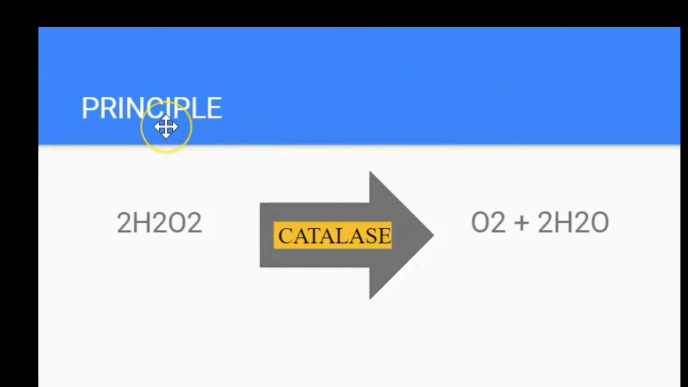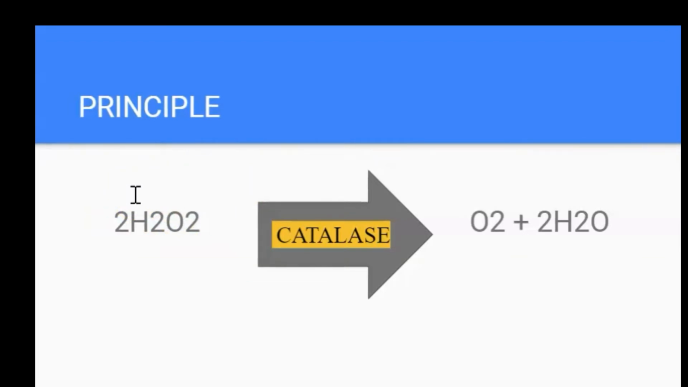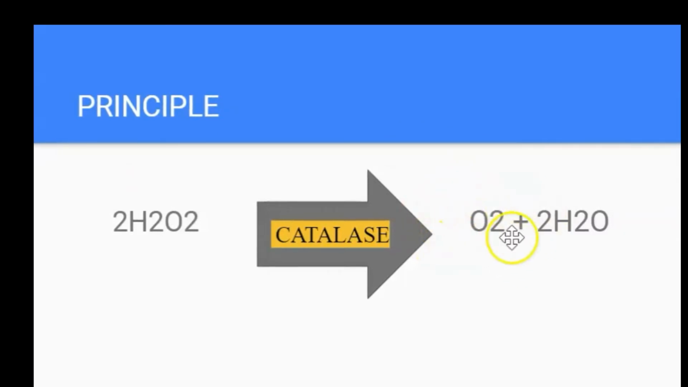The principle of catalase test: as the name suggests, cata means cut. So what does the catalase enzyme do? It cuts or breaks hydrogen peroxide, which is the reagent in catalase test. It breaks hydrogen peroxide into water and oxygen. You see oxygen gas in the form of bubbles.